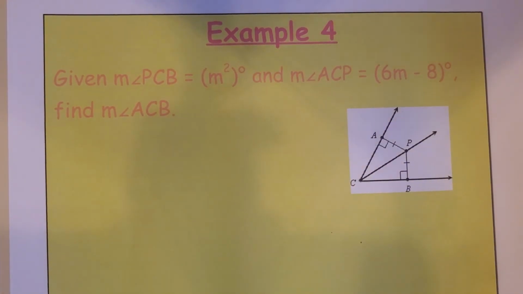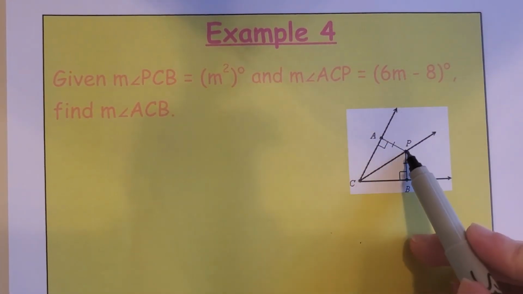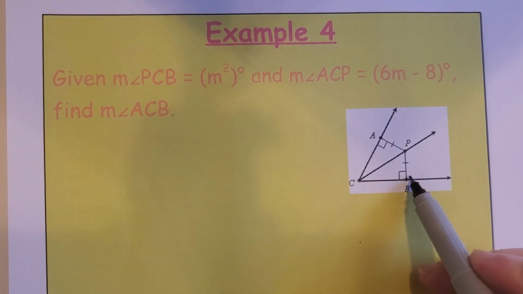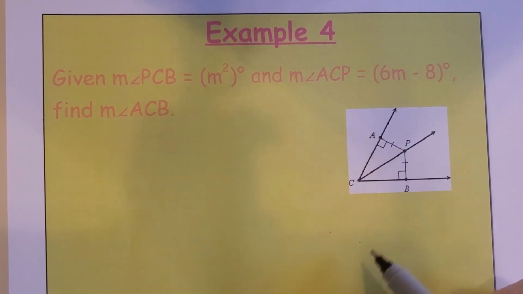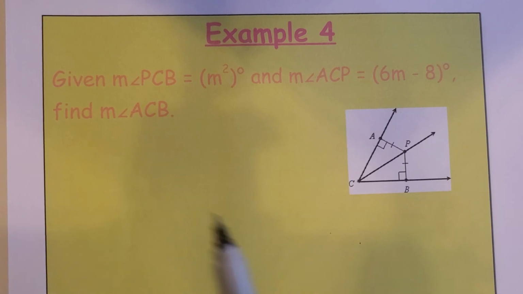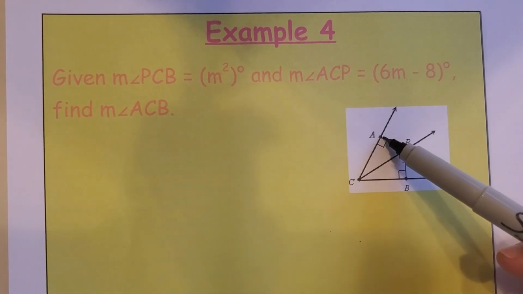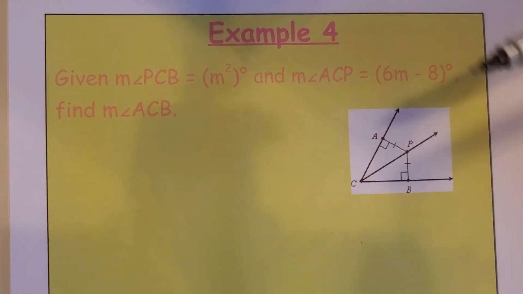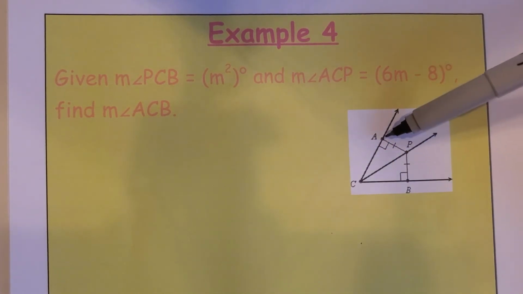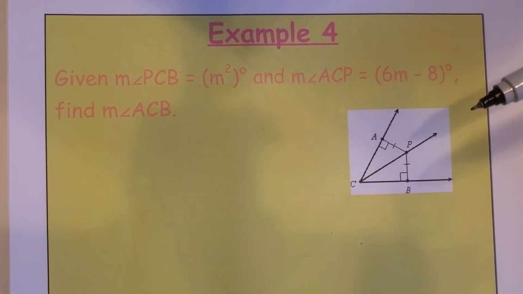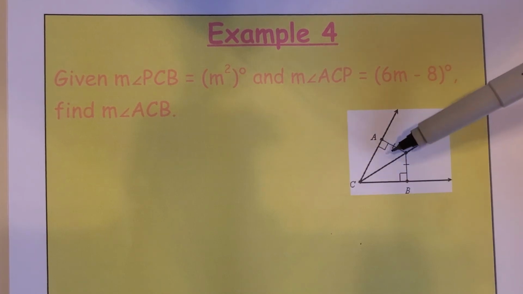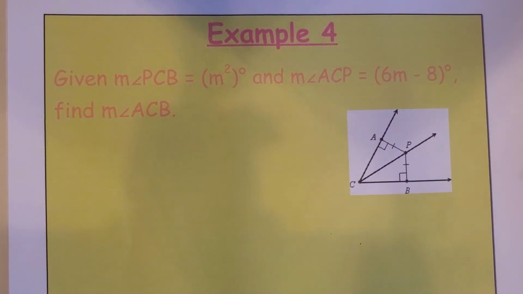So let's see. Given that the measure of angle PCB is m squared and the measure of angle ACP is 6m minus 8, find the measure of the entirety of ACB. All right. So looking at this picture here, you have these distances to this point being congruent and also being perpendicular to the sides of the giant angle.